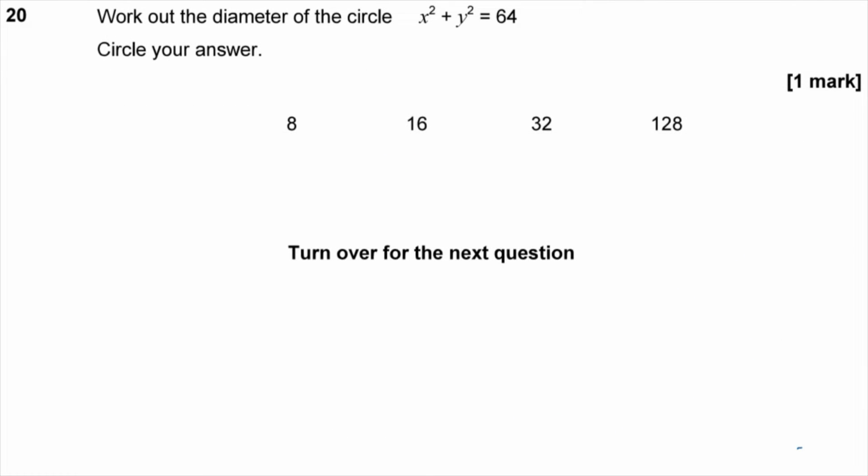Question 20. Work out the diameter of a circle x squared plus y squared equals 64. Now, equations for circle through the origin are always of the form x squared plus y squared equals r squared. So that means that r squared must be 64, giving us a radius of 8. And if the radius is 8, then the diameter is going to be twice as big as that. It's going to be 16.